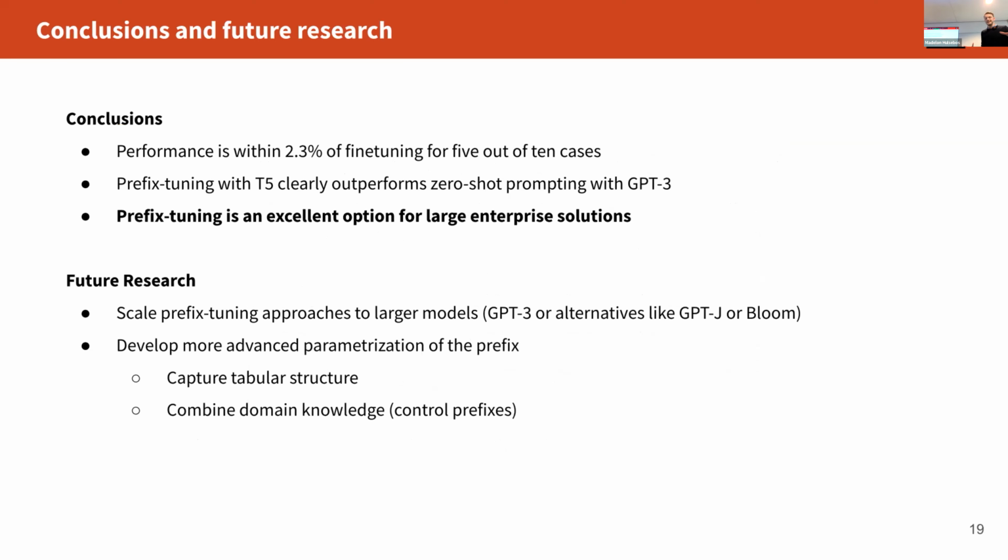The main takeaways here are performance is within 2.3% for most cases, or 5 out of 10 cases. So that's great. We're much better than zero-shot prompting GPT-3. And we think, especially when applying these data wrangling tasks in large environments, this is an approach to really consider, because you can't just throw large language models at them. But this is an option that really gives some opportunities in real world scenarios. So we thought that was awesome.